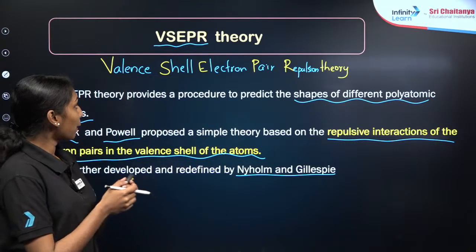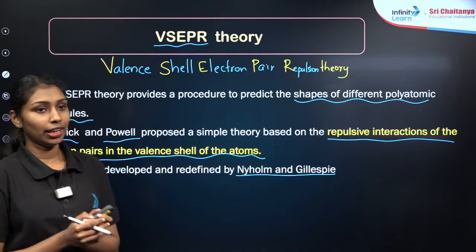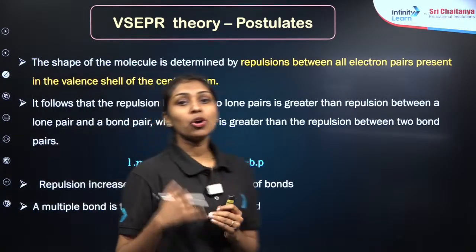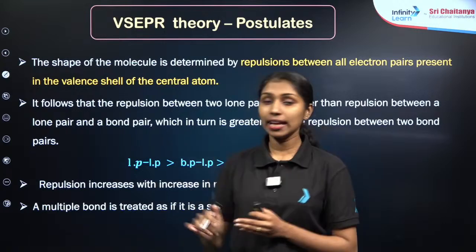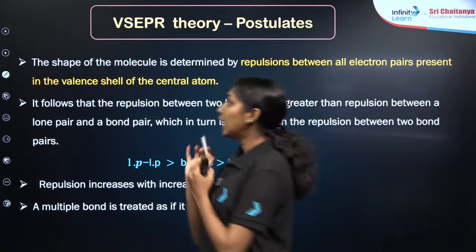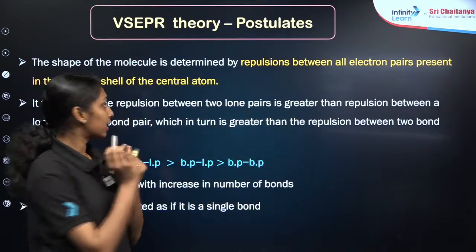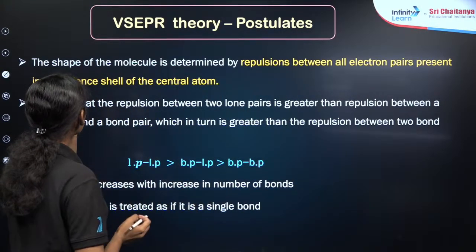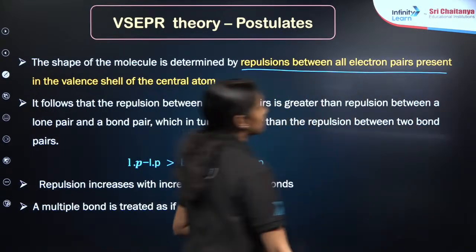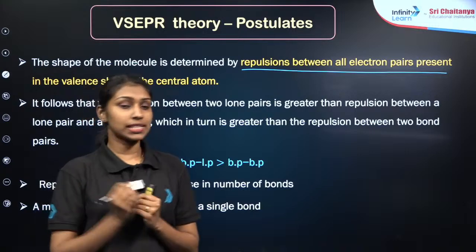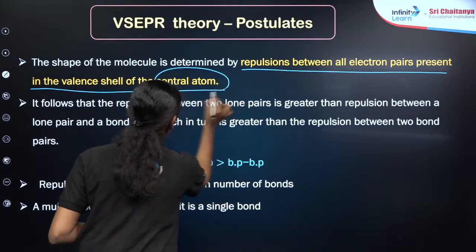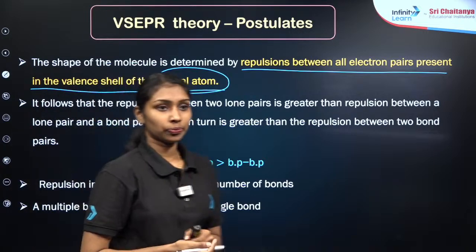Now let us see the main postulates of the VSEPR theory. There are many more postulates shown in your NCERT. These are brief notes for this VSEPR theory. You can note it down. The first one, the definition of the VSEPR theory itself: the shape of the molecule is determined by the repulsion between electron pairs present in the valence shell of the central atom. Valence shell of the central atom. Right?